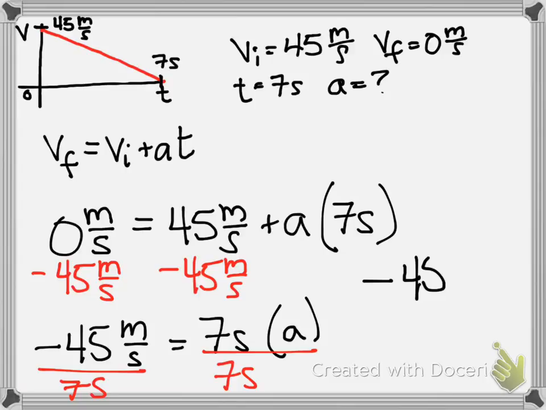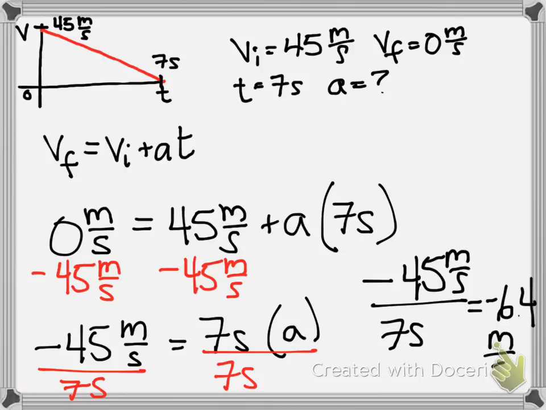Negative 45 meters per second divided by 7 seconds equals negative about 6.4 meters per second squared. And that would be my acceleration. It's negative because we're moving in the positive direction and slowing down.